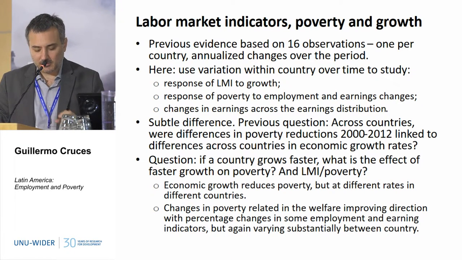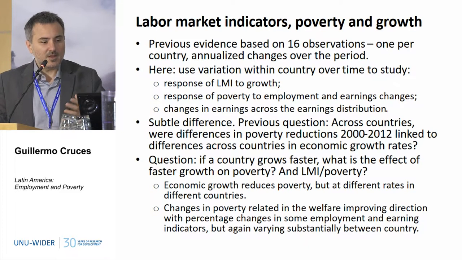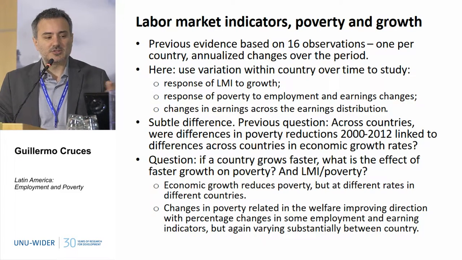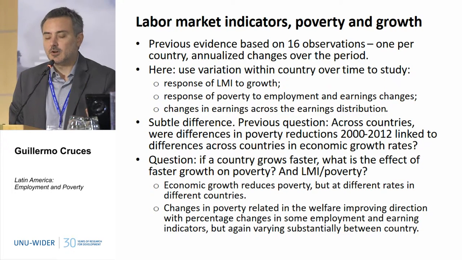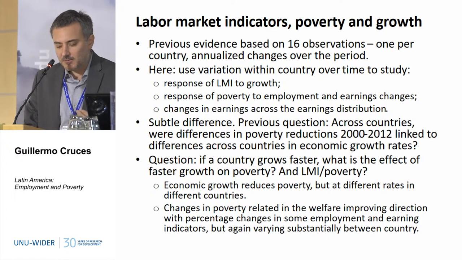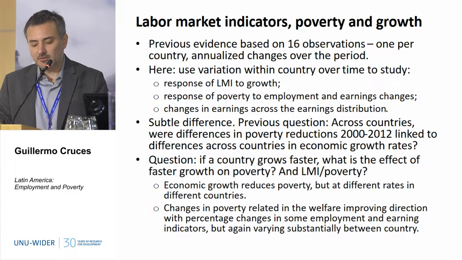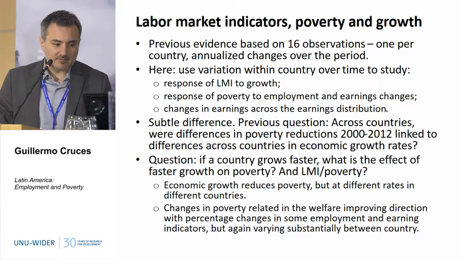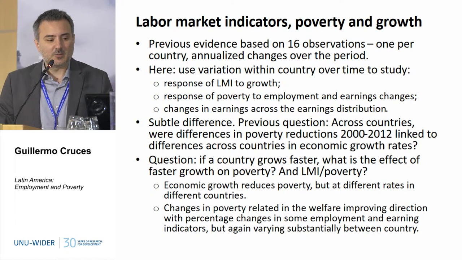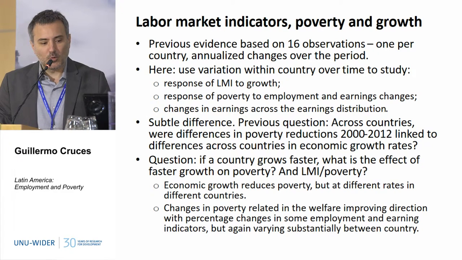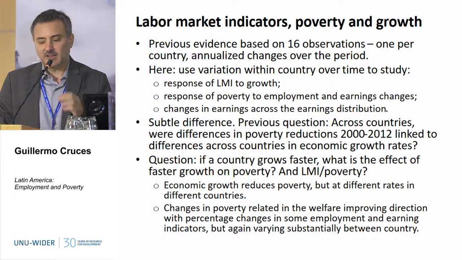And there is a very subtle difference that we discuss in the paper between the previous question and these ones. Just focusing on one of the examples, what we were trying to answer before was, across countries, whether the differences in poverty reductions in the whole period were linked to differences across countries in their economic growth rates. And what we want to answer now is, if a country grows faster, what is the effect of this faster growth on poverty, or the effect of changes in labor market indicators on poverty. What we find is that, as you could suppose, economic growth does reduce poverty, but at very different rates in different countries, and changes in poverty are directly related, in the welfare improving direction, with percentage changes in some employment and earning indicators. But again, they vary significantly between countries.